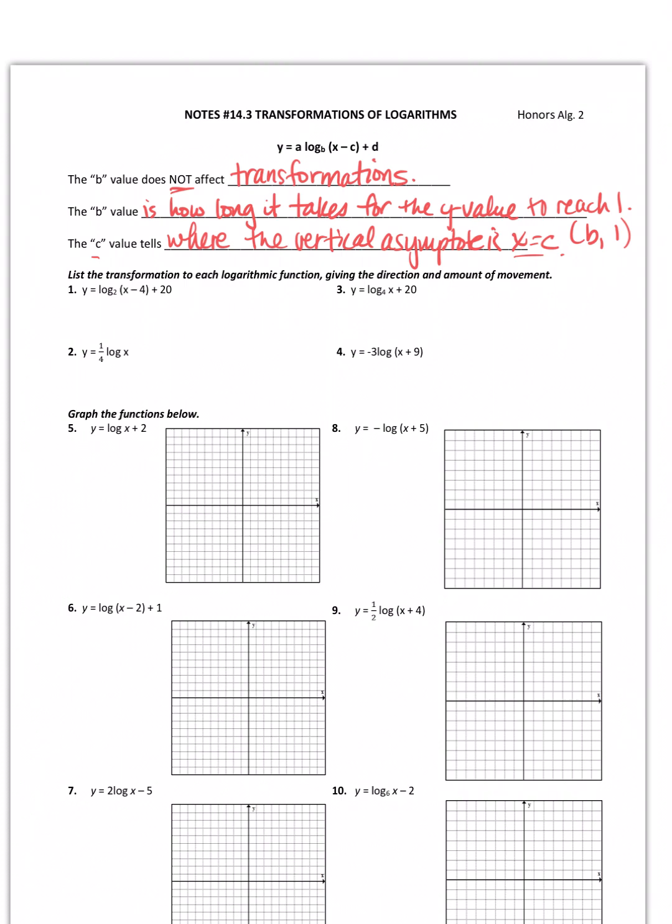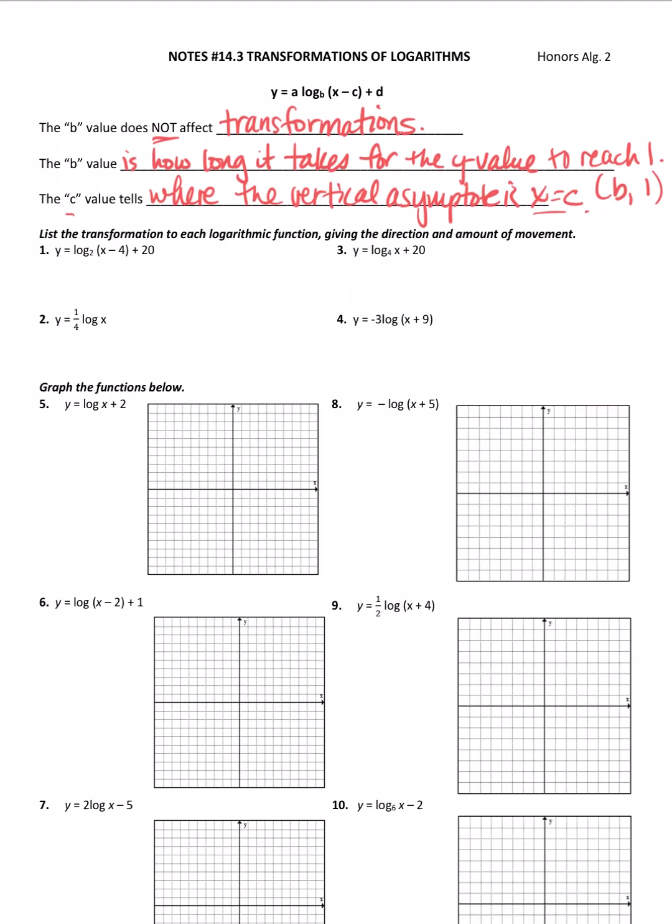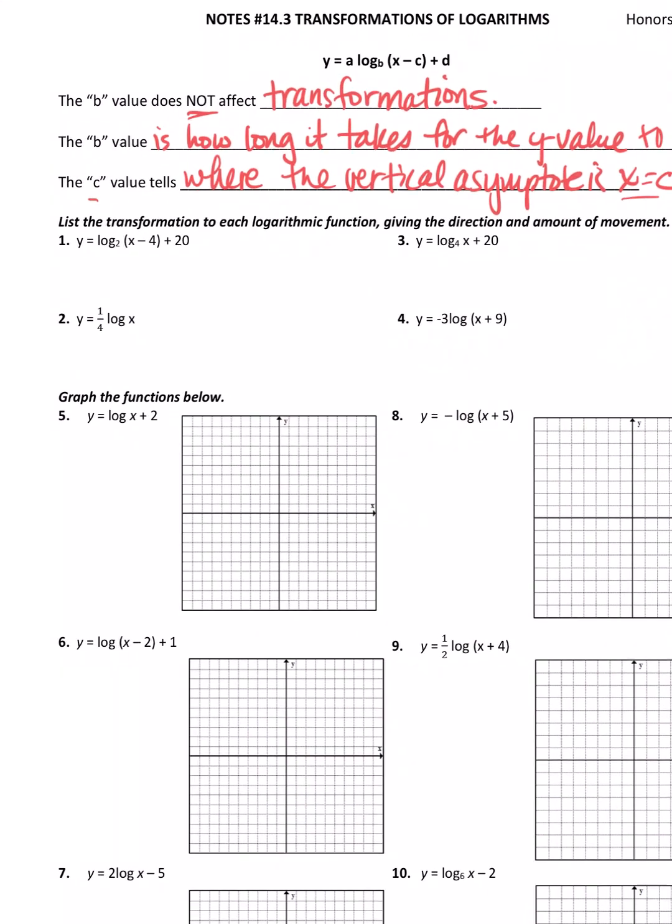Now let's look at this first part of our assignment. List the transformations to each logarithmic function, giving the direction and the amount of movement. So we're just describing here. Okay, we're just describing. So let's look at this. Log base 2 of x minus 4 plus 20. Well, the base 2 doesn't really matter, so don't describe the 2. But remember, what's happening to x is always the opposite of logic. So that minus 4 means it's going right 4. The plus 20 means it's going up 20, and that's your answer.